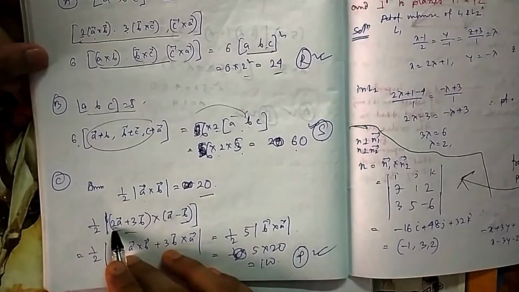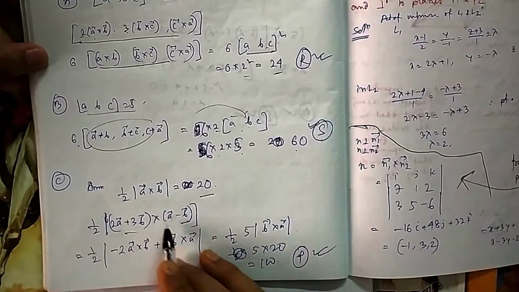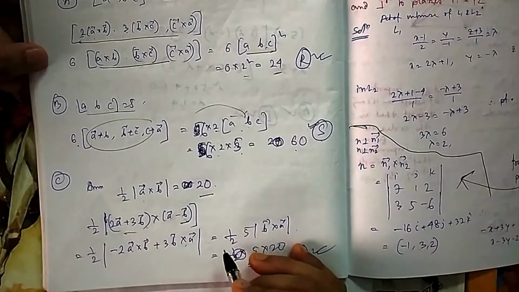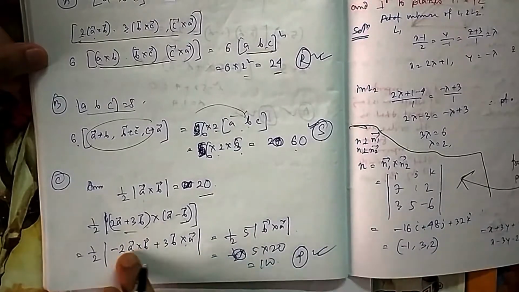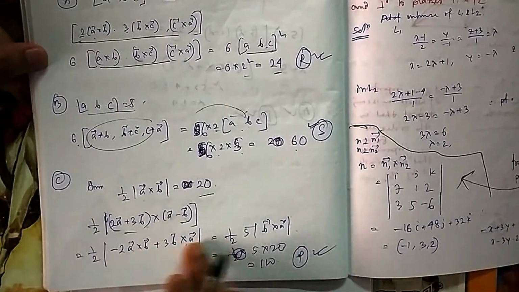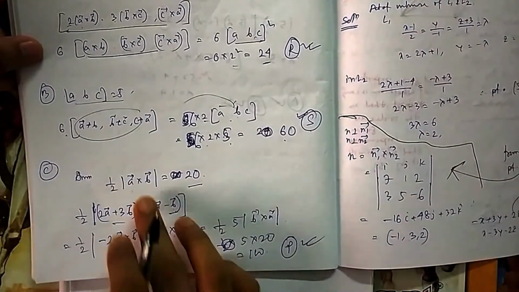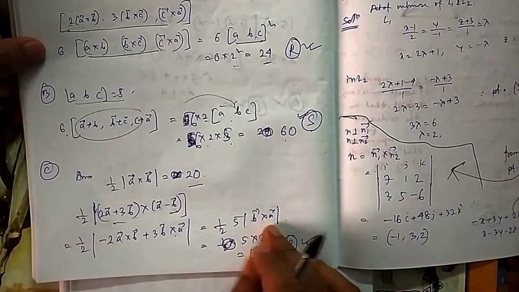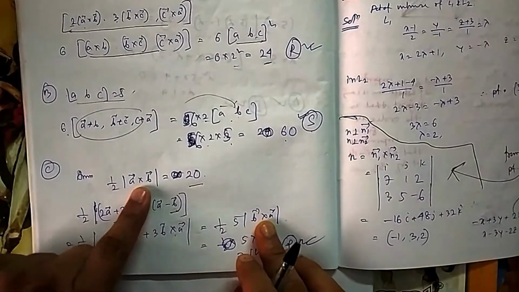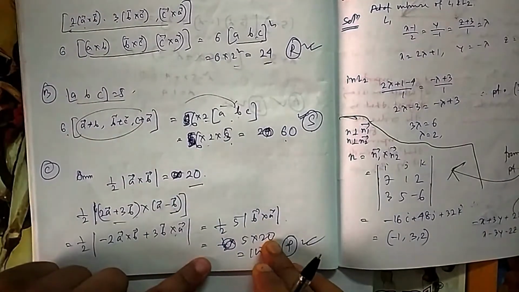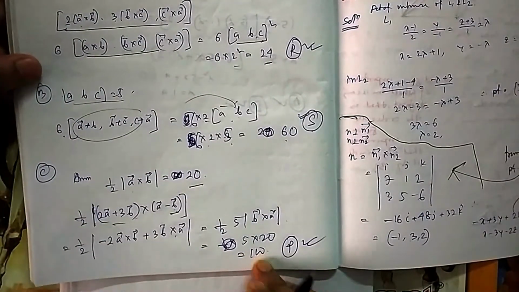A cross B minus 2 A cross B minus 3 B cross A. B cross B is 0. So it is half. If you change it, it will be plus 2 5 B cross A. So what is B cross A? They have given A cross B. The magnitude of A cross B or B cross A is the same because the difference is only in the direction, plus and minus. So answer is 100. So that is matching with your option P.